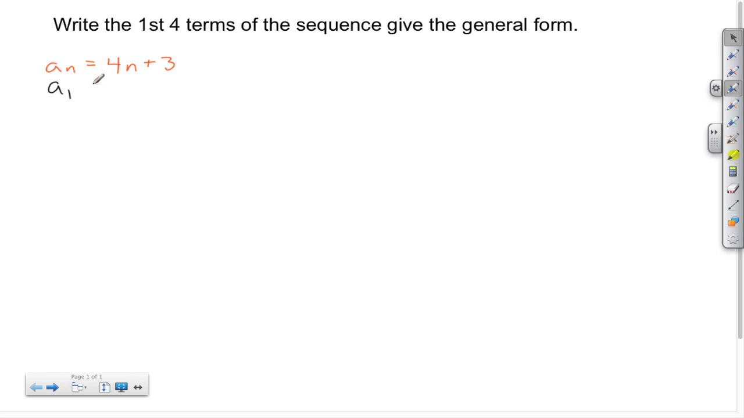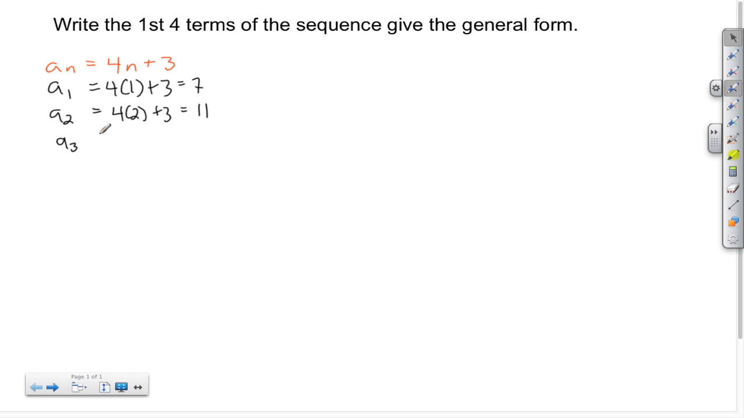So the first term is a sub 1, which means 4 times 1 plus 3. Well, 4 times 1 is 4 plus the 3 to give me 7. To get the next term, it's a sub 2, which is going to be 4 times 2 plus 3. Well, 4 times 2 is 8 plus 3 to give me 11.